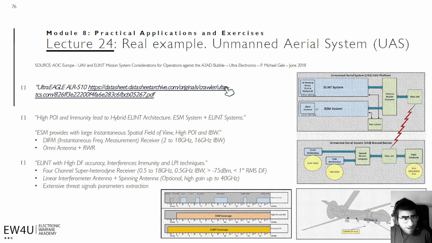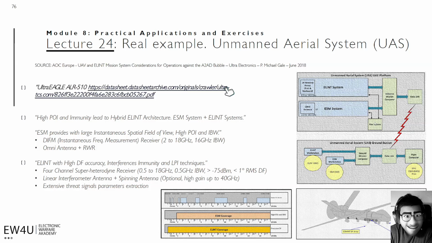Okay, so continuing with UAV platforms, let's dig into a real and well-known electronic intelligence airborne example, let's put it this way. First of all, please find attached the datasheet linked below. Okay, so we have the Ultra Eagle ALR 510 and its main state-of-the-art features we could list are the following.